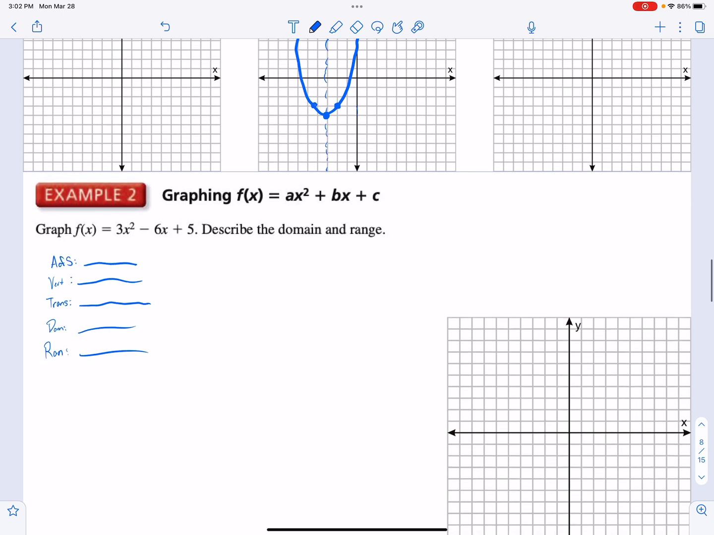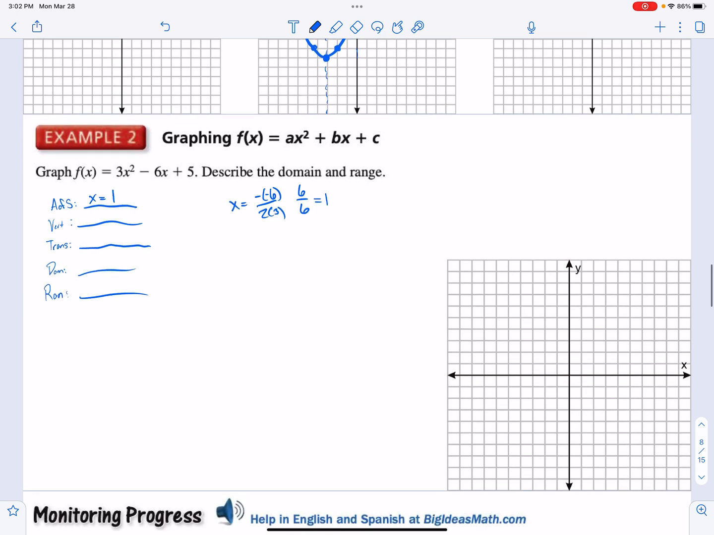All right, so I'm going to go on to example 2 here and describing the domain and the range. So again, we start with the formula x equals negative b over 2a. So we have negative 6 over 2 times 3, which is 6 over 6, which gives me 1. So my axis of symmetry is x equals 1. I go ahead and graph it over here.